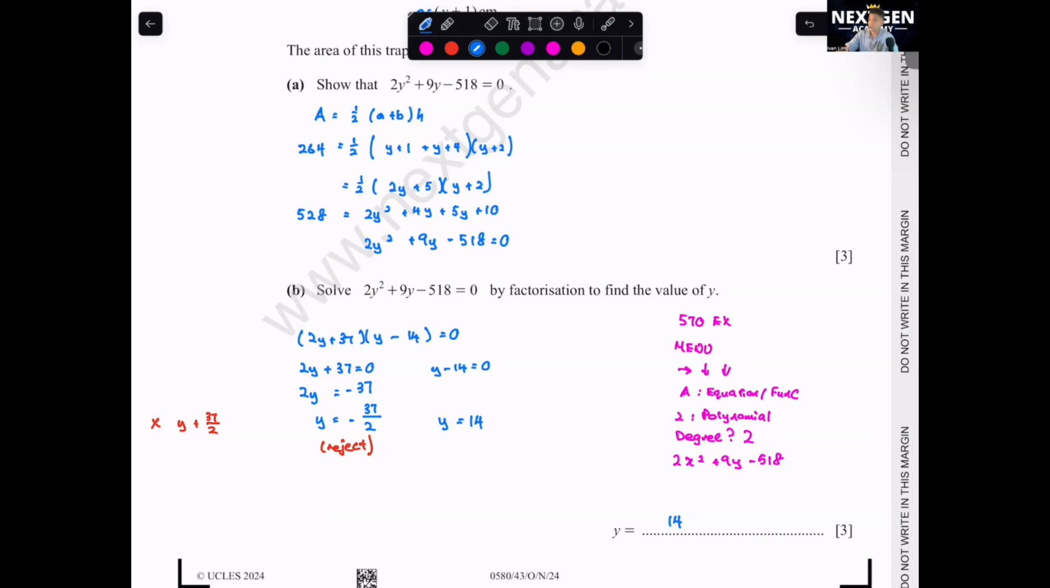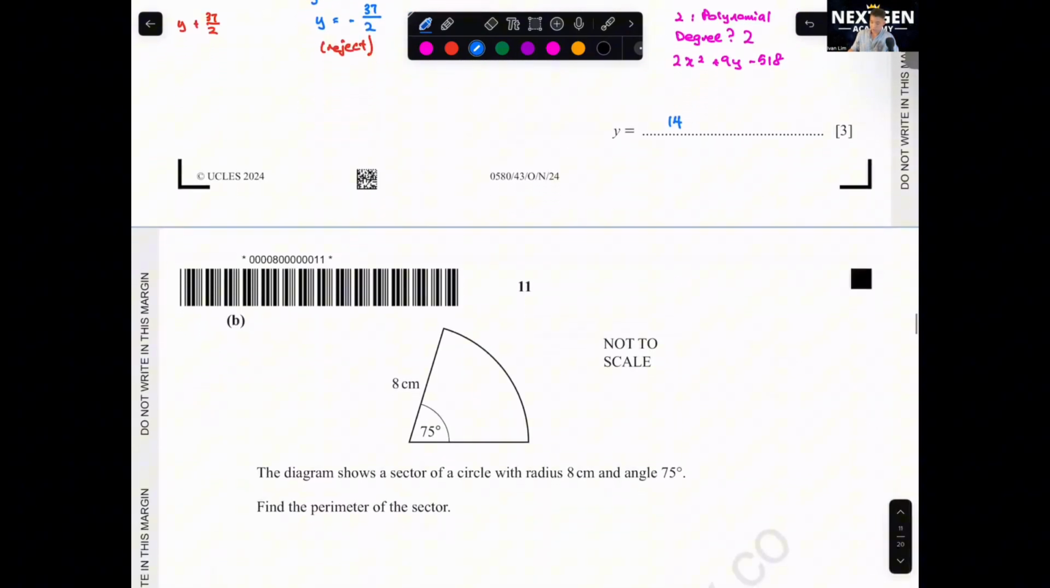Okay, can we use formula to do this? No. No, the questions clearly state they want you to use factorizing. So we follow the steps over here. Okay, please type your questions down if you all got any.